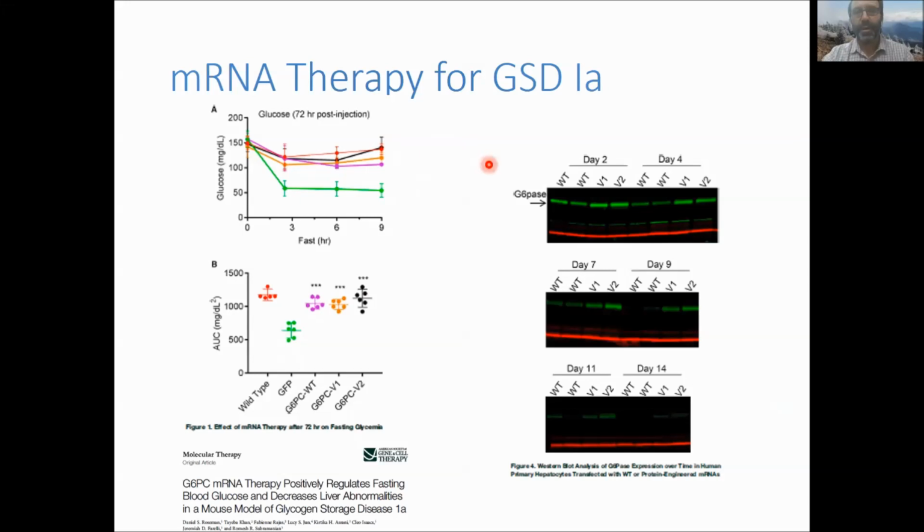The other really important point with mRNA is it tends to be degraded. So this is a time course, day 2 through day 9, and much less of the G6Pase protein being produced from the mRNA injection in day 9 and almost gone by day 14. This shows that this kind of treatment would have to be administered frequently to treat the patient.